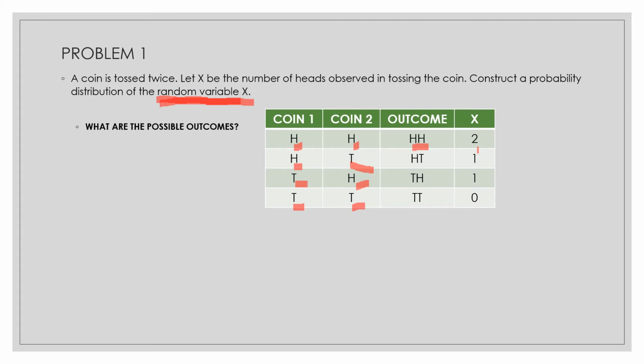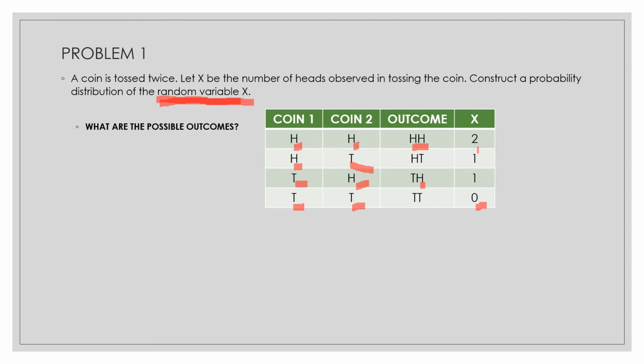Head is represented by H. So we have here 2H, so we have here 2 for x. Next, HT, we got there 1 head. Next, for TH, still we got there 1 head. And for the TT, we got there no H, so that is 0.